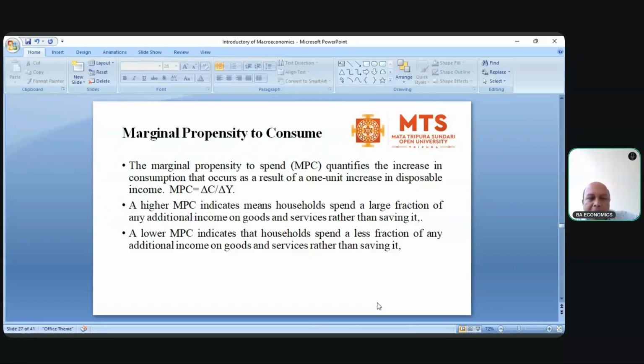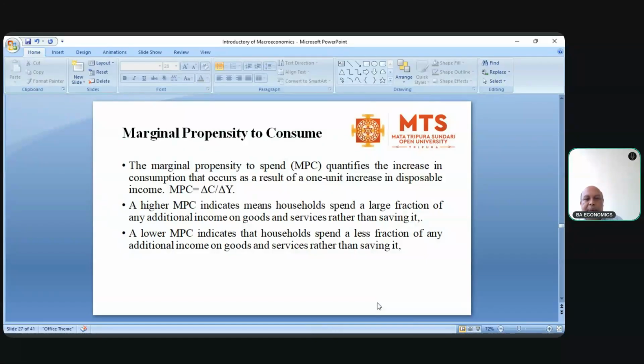Next, what is meant by high MPC and what is meant by low MPC? A high MPC indicates that households spend a large fraction of any additional income on goods and services rather than savings. So high MPC means whatever additional income is generated, a large portion of the additional income that person will spend for purchasing goods and services, and a very small portion of additional income that person will save.